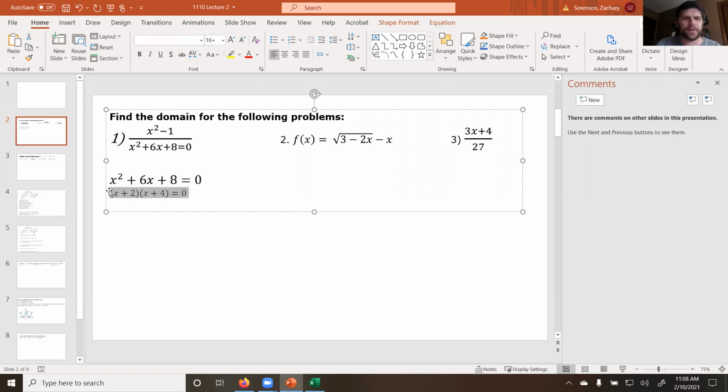And then from there, we set our factors equal to 0 and solve. We've seen all of this before at this point.